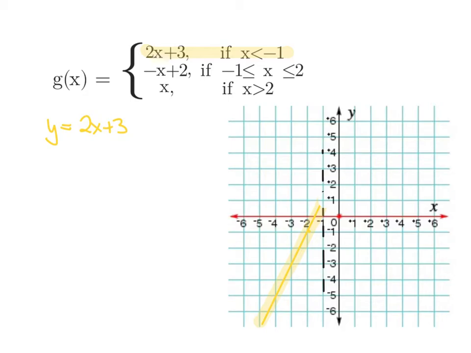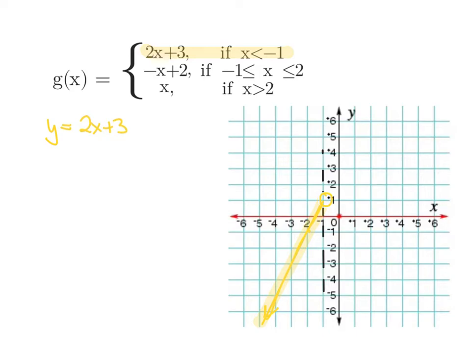We also need to identify what's happening at the end point, and it says that our graph is going to equal this yellow line if x is less than, strictly less than, -1. So since it can't be equal to -1, we're going to use our open circle. And that's the first piece of our graph.